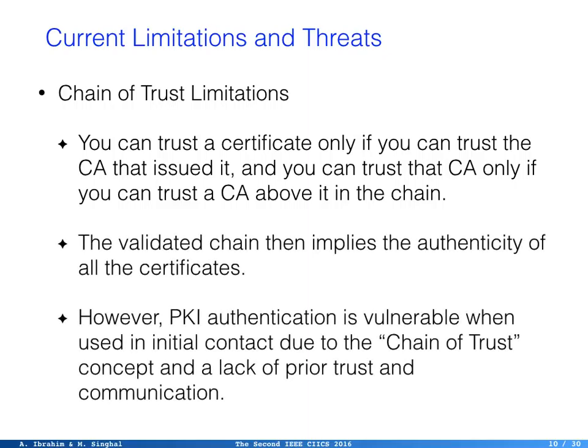This is called a chain of trust. The validated chain then implies the authenticity of all the certificates. However, PKI authentication is vulnerable when used for initial contact due to the chain of trust concept and a lack of prior trust and communication.